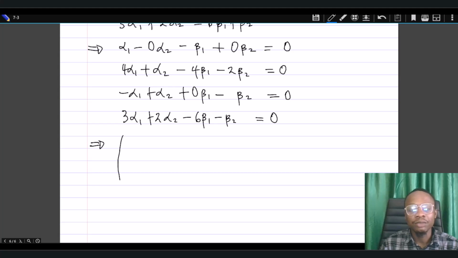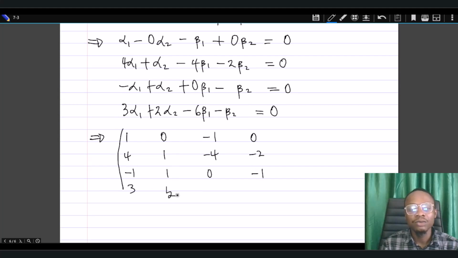The coefficient matrix here will be 1, 0, minus 1, 0. So we have 1, 0, minus 1, and 0. Okay, then this is 4, 1, minus 4, minus 2. We have 4, 1, minus 4, minus 2. And then for this, we have minus 1, 1, 0, minus 1. And for the last one, we have 3, 2, then we have minus 6, and then minus 1.